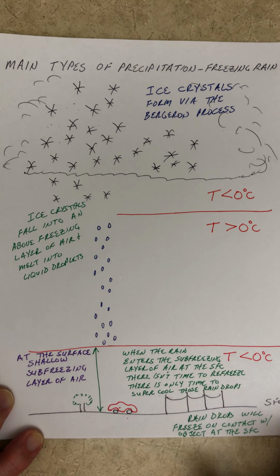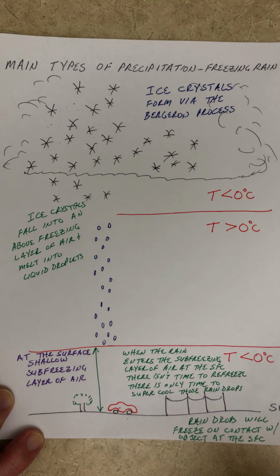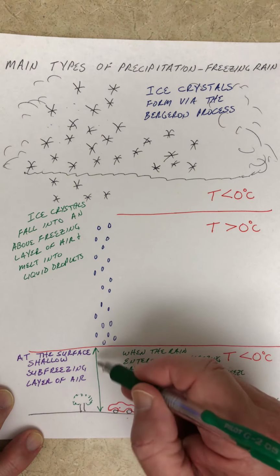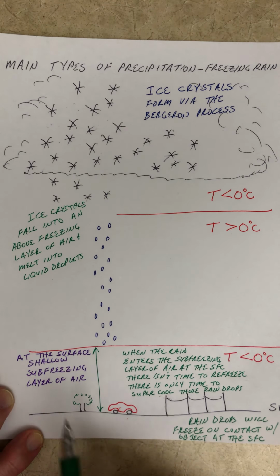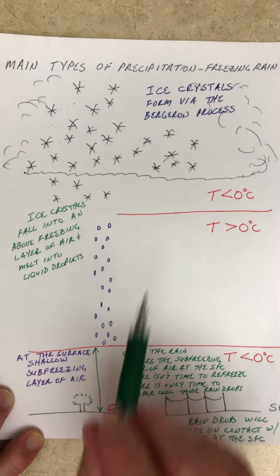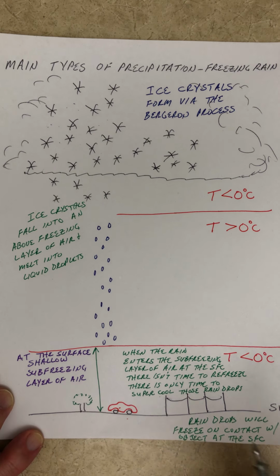on contact. And so the key here is how deep is this sub-freezing layer of air. If it's shallow, that's when you're going to get freezing rain. If it's a bit deeper, that is when you're going to get sleet. And that's going to be the next form of precipitation that we talk about.